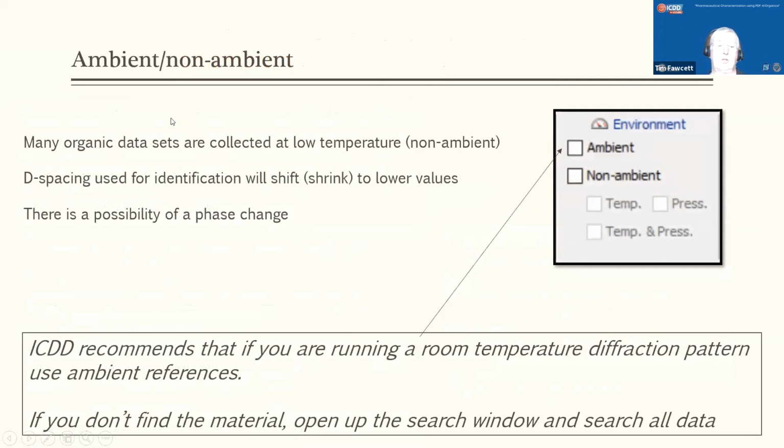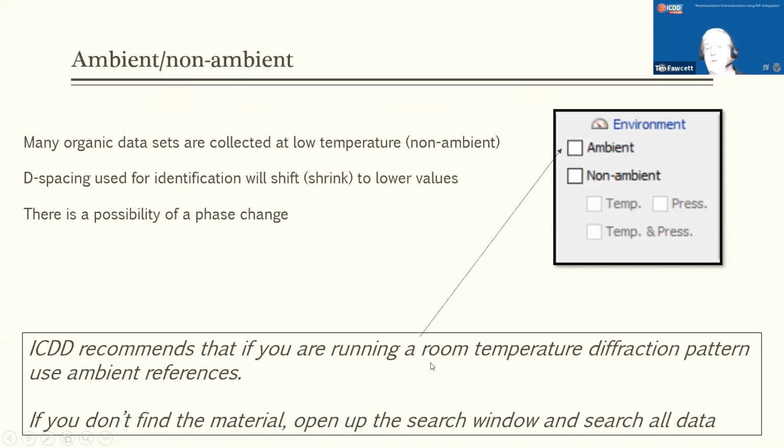Now, before I show you the database, which is the next step, I do want to point out ambient and non-ambient. Many of the single crystal structures of organic data sets, between 40 and 50%, are collected at low temperature and non-ambient conditions. What this does is it shrinks their d-spacing values to low values. And this is why we put in a special check for ambient data.